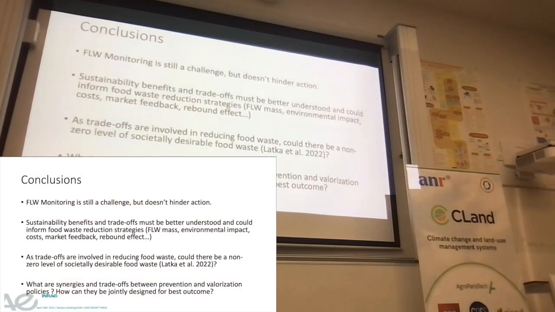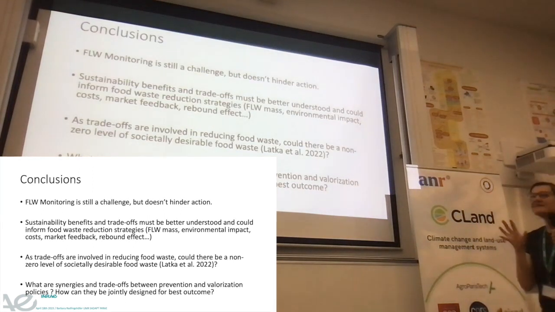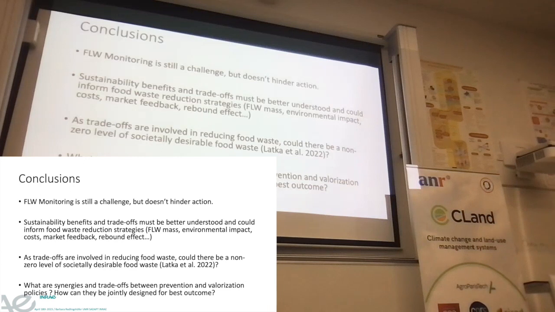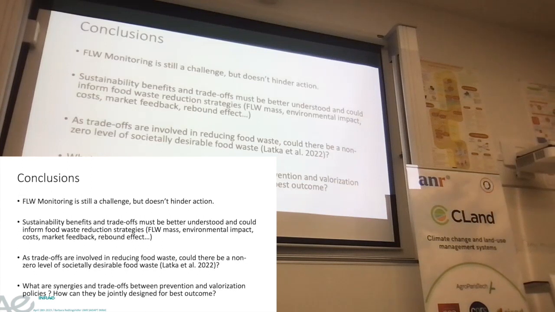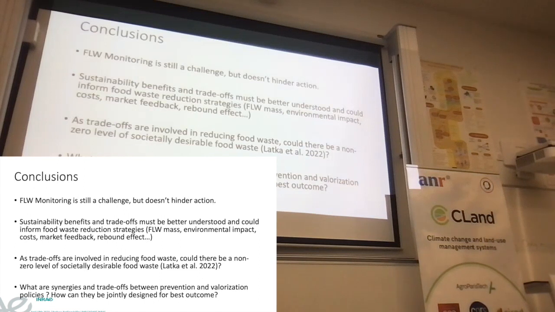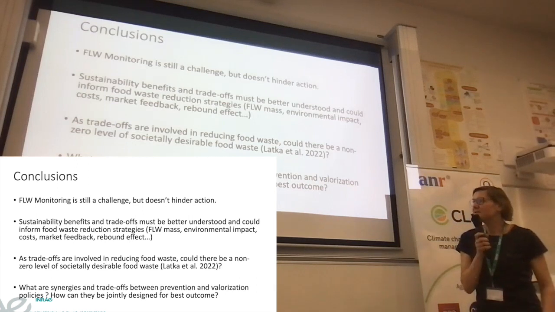And I think basically this is what brings me to the conclusions. Just to wrap up: food loss and waste monitoring is important. There are still problems with the data and the methodology, but it doesn't hinder implementing policies and moving on with action. The sustainability benefits and especially the trade-offs must be better understood. They should better inform the food loss and waste reduction strategies, and not only consider the masses, but also the environmental impact of the specific foods that are lost and wasted, and include costs, market feedback, and these rebound effects that we have just seen as pathways without having any results. But I think this is the way to go.